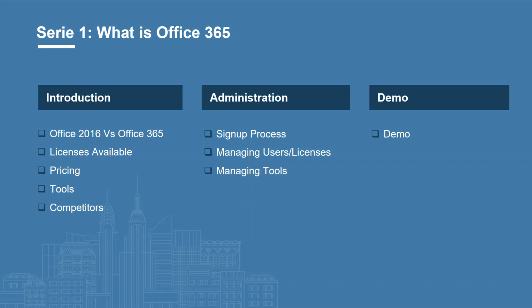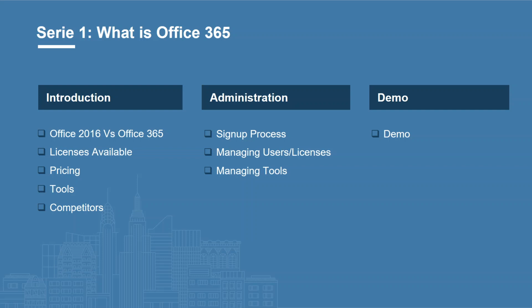So let's dive in. Today, we're going to take a look at what is Office 365, how does it compare to the marketplace, what are the licenses available, what is the pricing that you should be thinking about when you're a small or medium business, the tools that are available on the platform, and then we're going to review some of the administration, basically the sign-up process, managing your first few users and groups and licenses, and managing some of those products within Office 365.